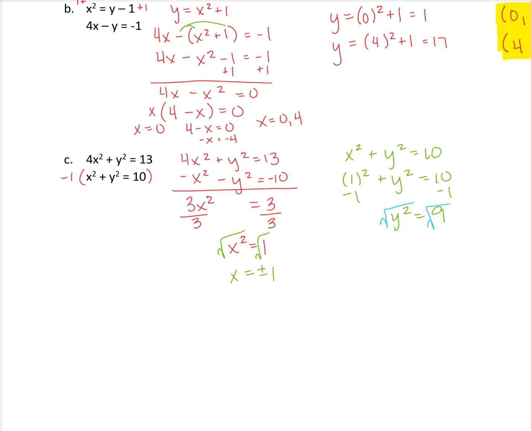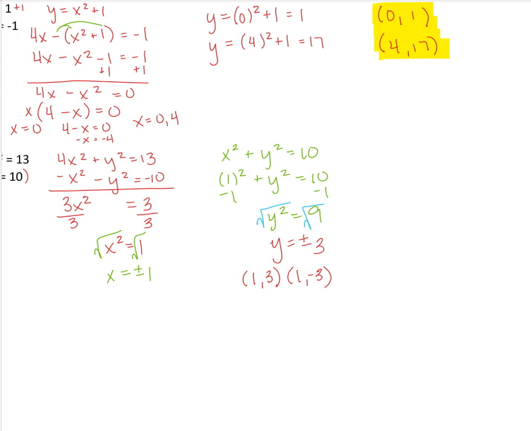To solve, I take the square root. And of course, anytime I take the square root, I get a plus or minus 3. So I plugged in a positive 1 and got a positive 3. I also plugged in a positive 1 and got a negative 3. Now I need to do it one more time because I need to do it for the negative. So I do the same thing. I'm going to use my x squared plus y squared equals 10. But this time I'm plugging in negative 1.